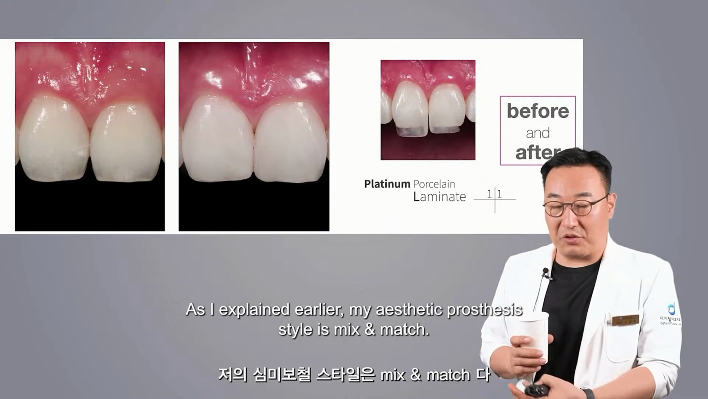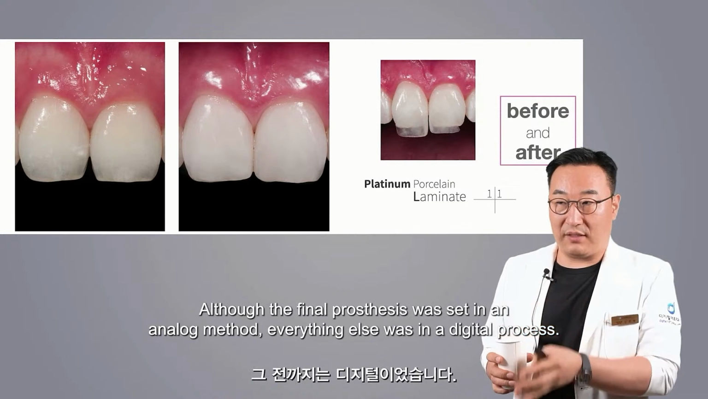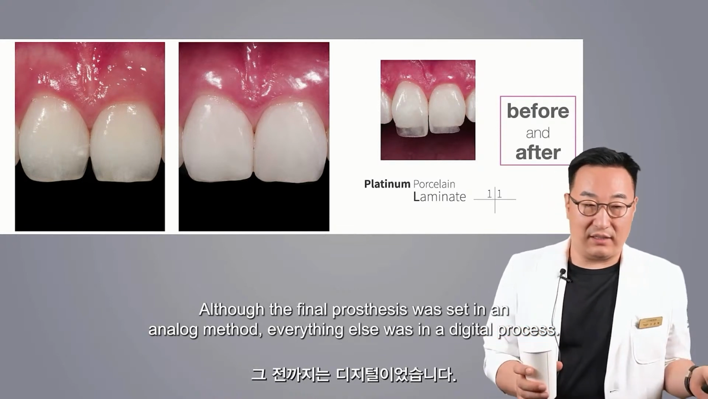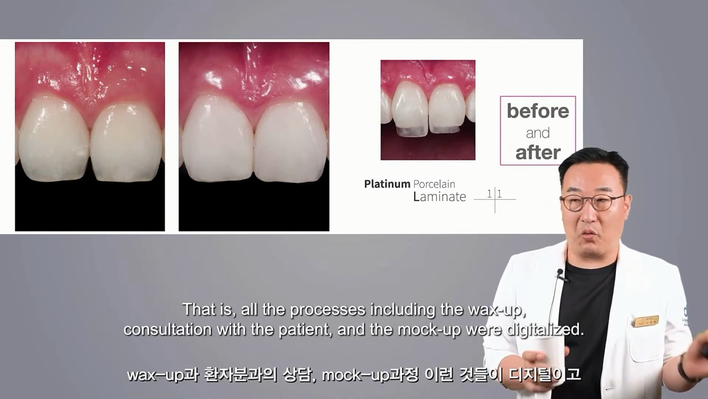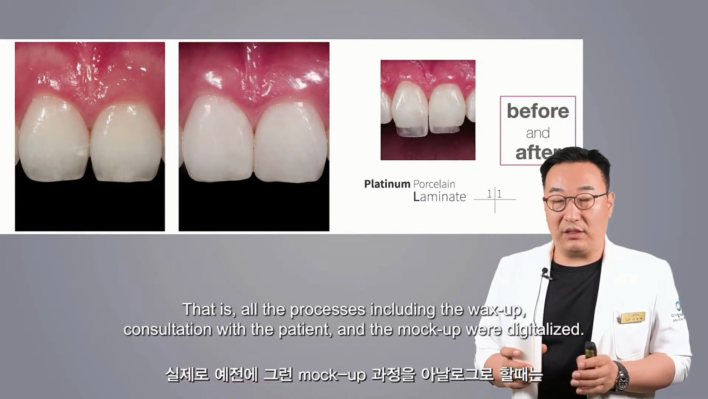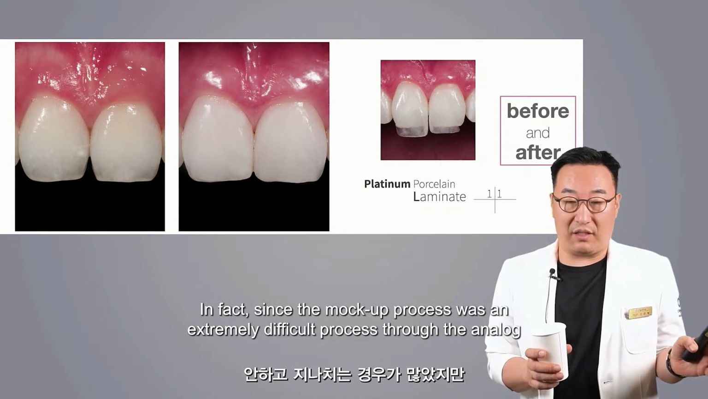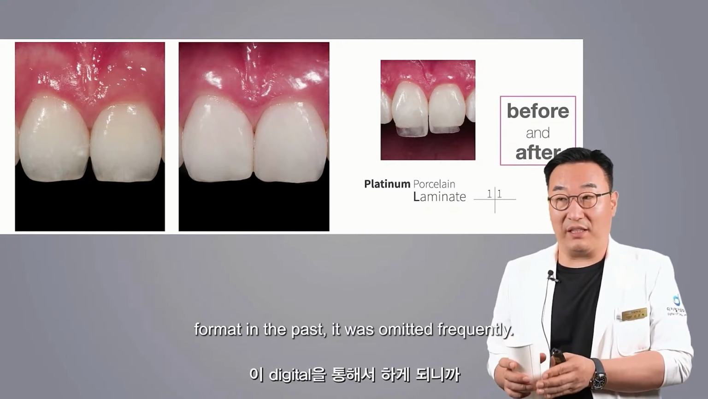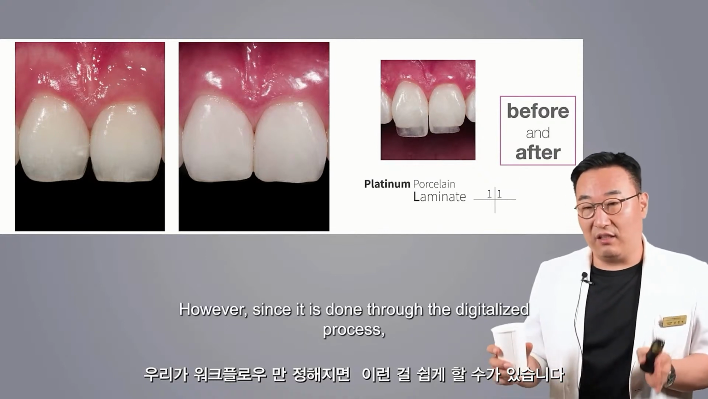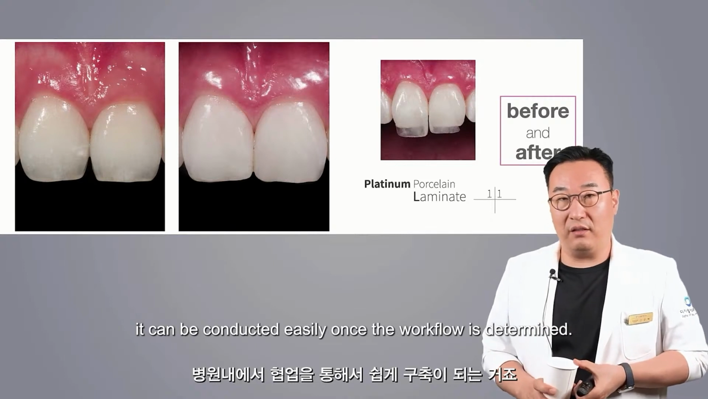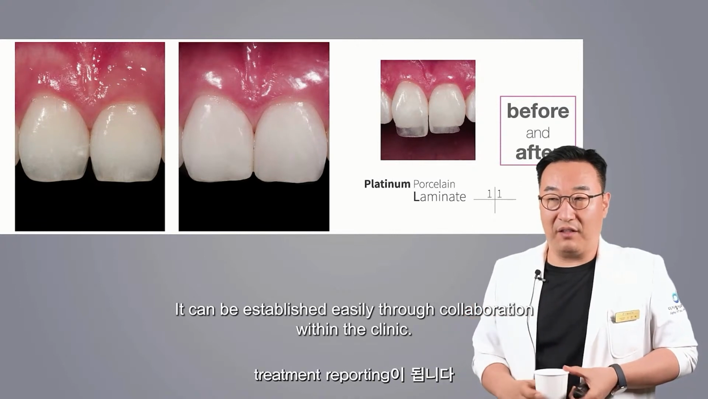As I explained earlier, my aesthetic prosthesis style is mix and match. Although the final prosthesis was set in an analog method, everything else was in a digital process. That is, all the processes, including the wax-up, consultation with the patient, and the mock-up, were digitalized. In fact, since the mock-up process was an extremely difficult process through the analog format in the past, it was omitted frequently. However, since it is done through the digitalized process, it can be conducted easily once the workflow is determined. It can be established easily through collaboration within the clinic.